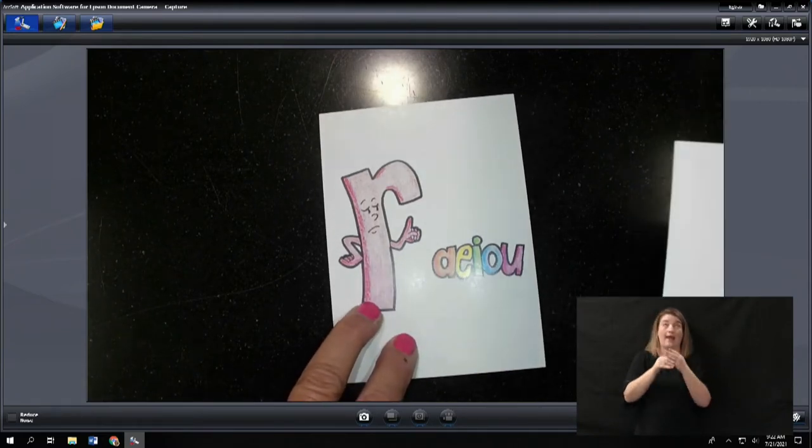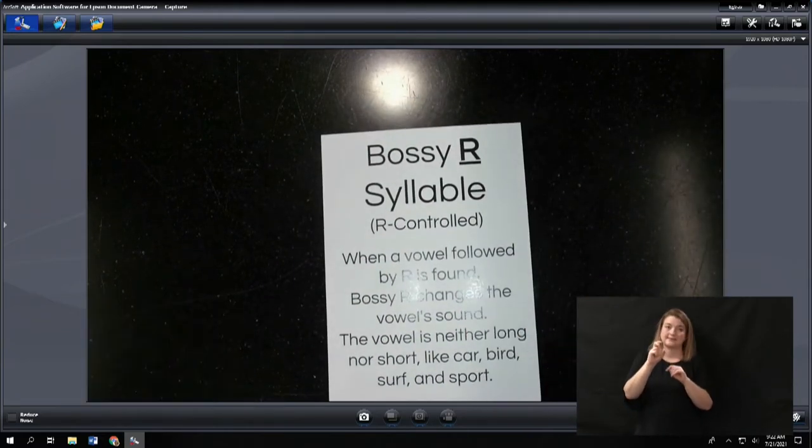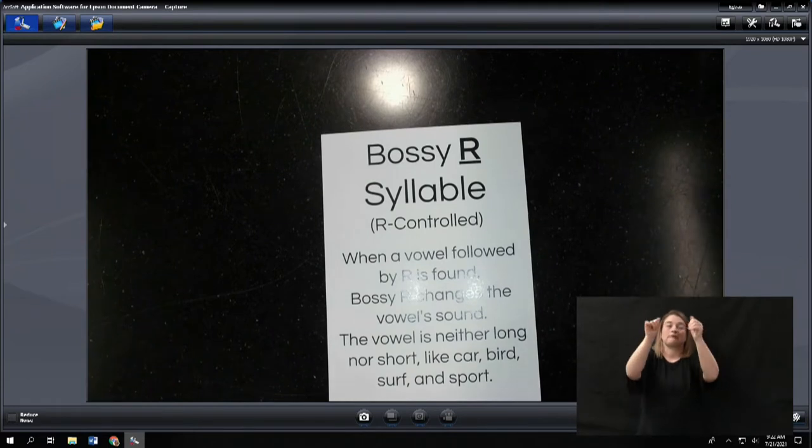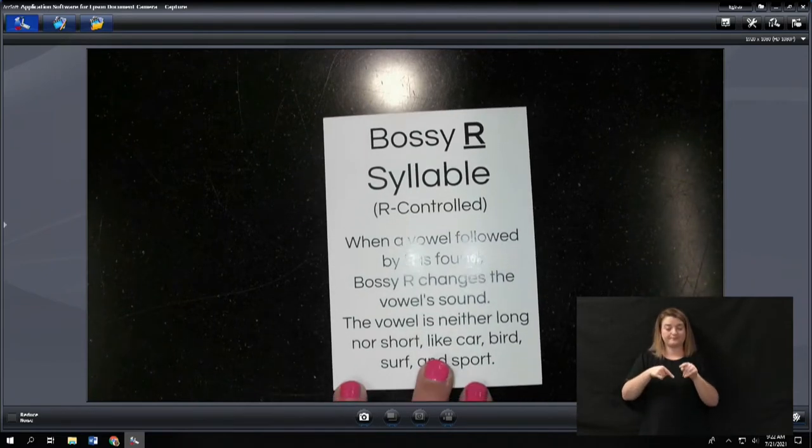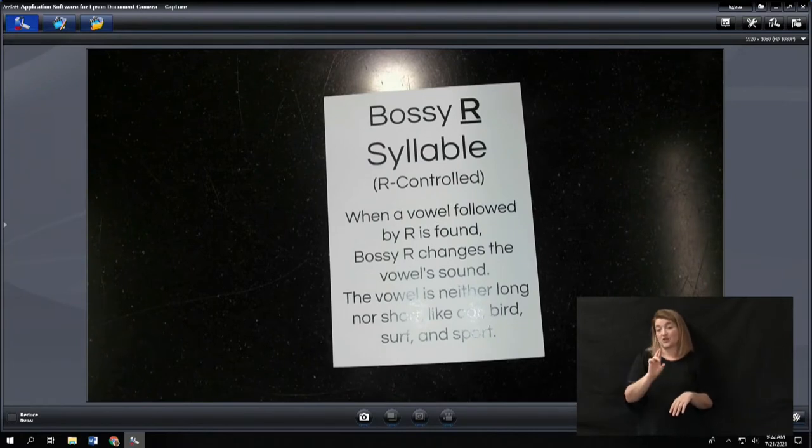But anyway, when we're ready, and we've talked about crazy R before, because you might be talking about crazy R when you're introducing the individual sounds, okay? Let me talk about the bossy R syllable. It says, when a vowel is followed by R, bossy R changes the vowel sound. The vowel is neither long nor short, like car or bird or surf or sport.